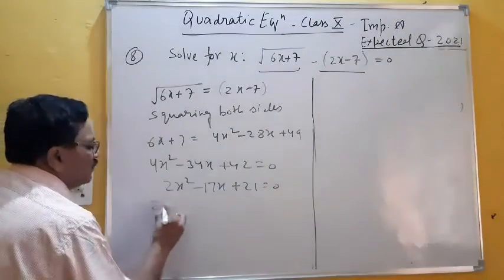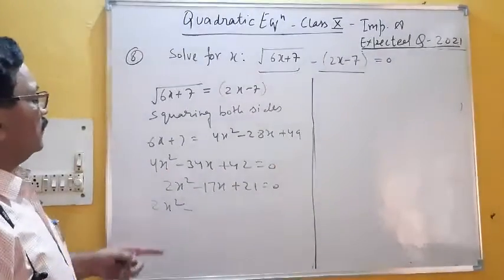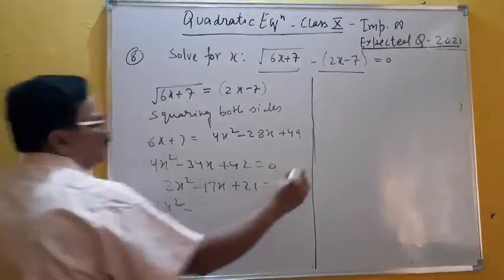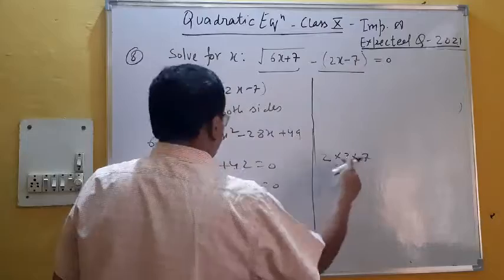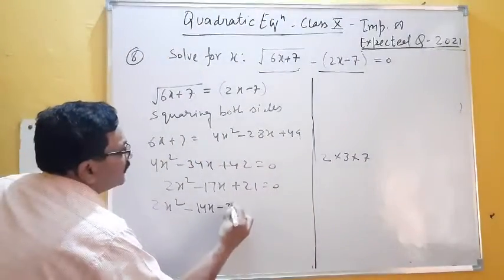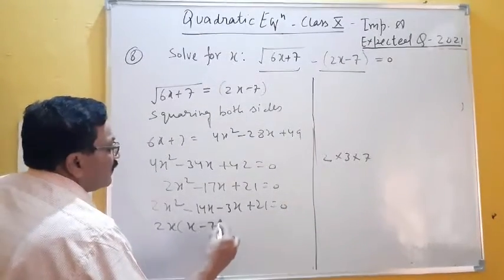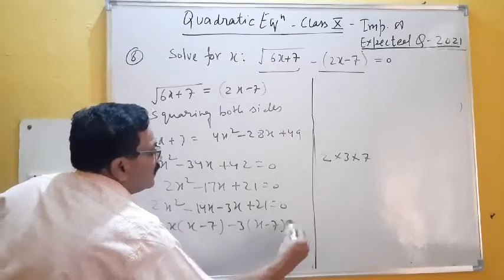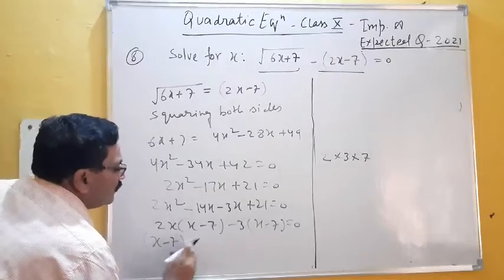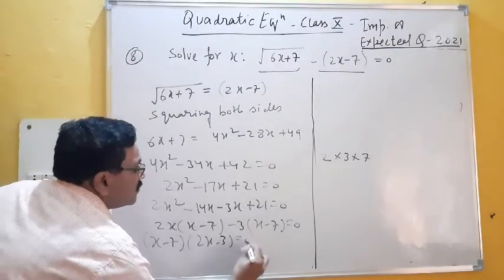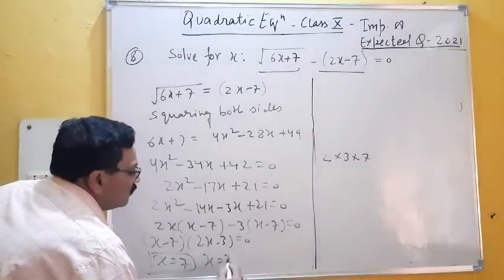So 2x square, 21 into 2 is 42. Then we can take 6, factorize: 2 into 3 into 7. 7 times 2 is 14, minus 3, so 14x minus 3x plus 21 equal to 0. Then you can take 2x common: x minus 7, minus 3 common, x minus 7 equal to 0. First you take x minus 7 equal to 0, so you can have x equal to 7 as one solution, and x equal to 3 upon 2 is the other solution.